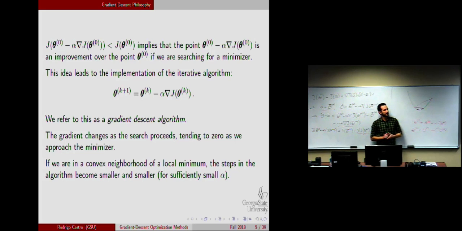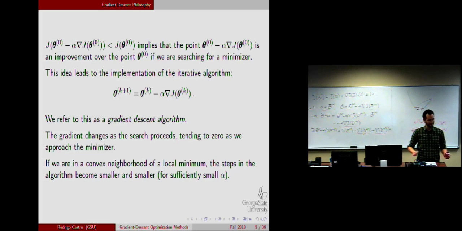Question. So how do we determine what is a sufficiently small alpha? That's exactly the big question. There are many modifications and techniques in order to adapt. We call that alpha the learning rate. There's a lot of research about it, but it is still an open research topic. So what's the usual alpha then?